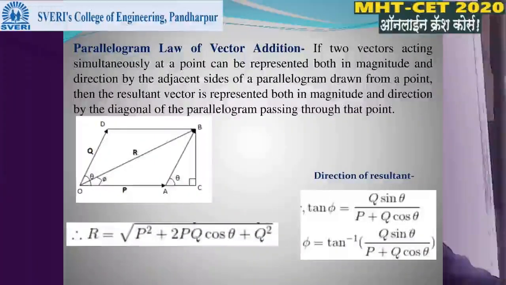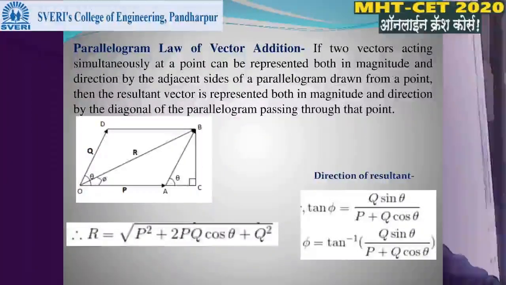Now, what will the parallelogram law of vector addition say? If two vectors acting simultaneously at a point can be represented both in magnitude and direction by the adjacent sides of a parallelogram drawn from a point, then the resultant vector is represented both in magnitude and direction by the diagonal of the parallelogram passing through that point. And this is the parallelogram law of vector addition.